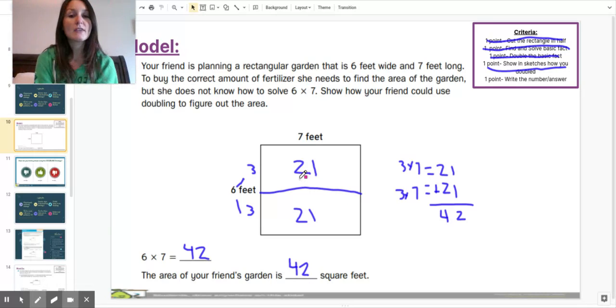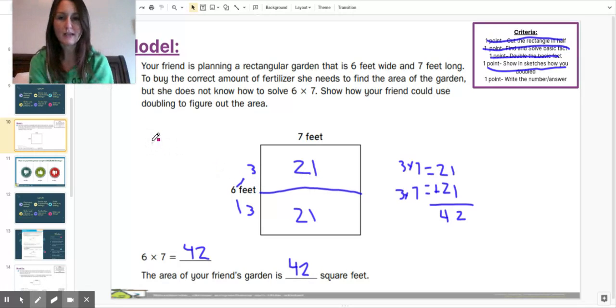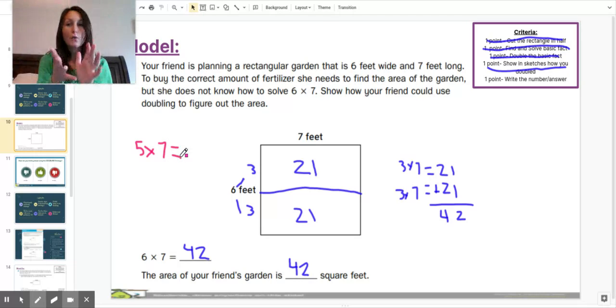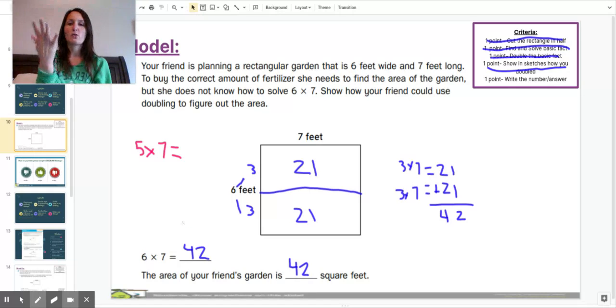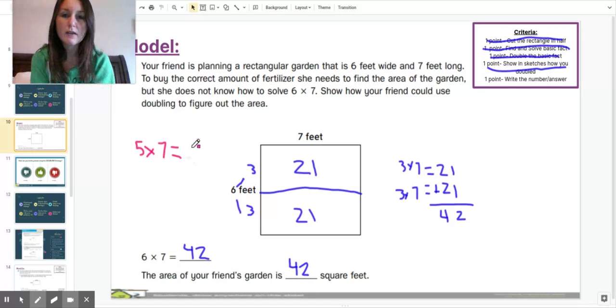If I want to check a different way, just to make sure that I multiplied correctly, I could think, well, I know 6 is close to 5, so I could use the helper fact of 5 times 7 and see if I get the same answer. Because remember, this is just another strategy I can use. This isn't just one way I can do things. This is going to help me when I'm trying to figure problems out in the future. So I know 5 times 7, well, it's 5, 10, 15, 20, 25, 30, 35.